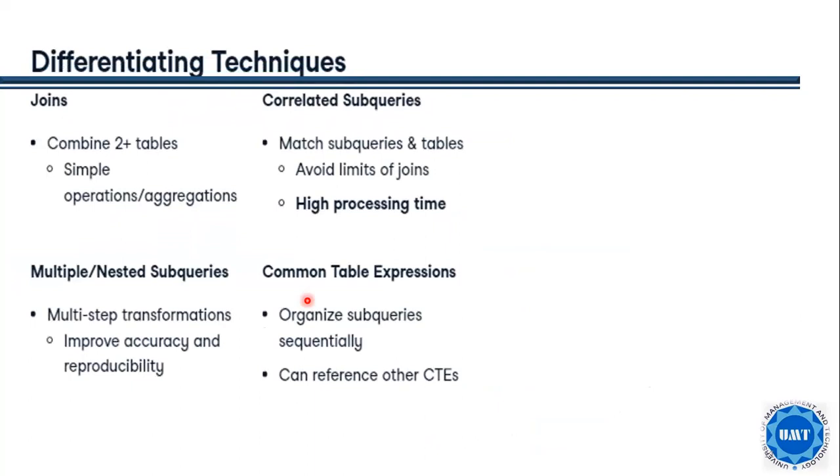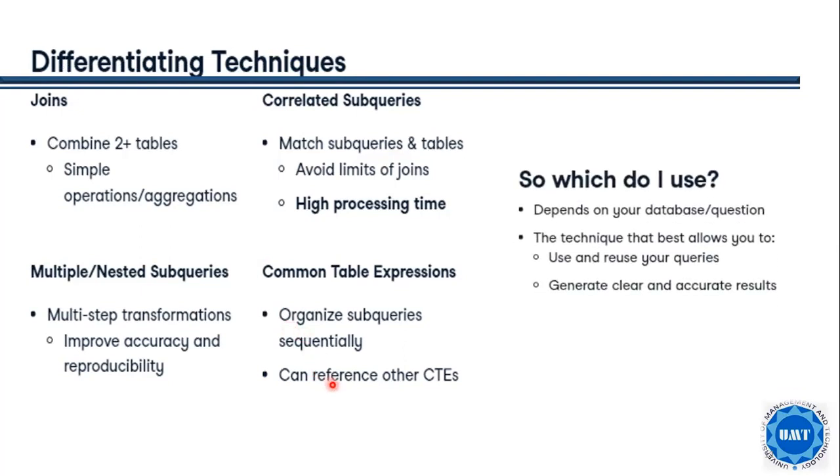Differentiating techniques. Joins combine two or more tables. It can be simple and use operations and aggregates. Correlated subqueries match subqueries and tables, avoid limits of joins, high processing time. Multiple and nested subqueries use the transformation, improve accuracy and reproducibility. CTE organizes the subquery and can reference the CTE. So which do I use? It all depends upon the database or your question. The technique that best allows you to use and reuse your query, and generate an accurate result.